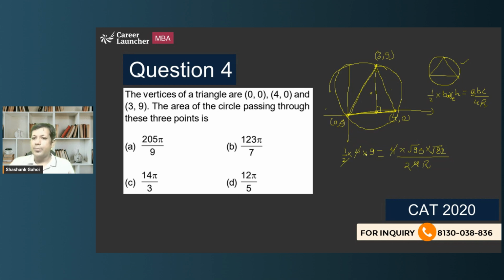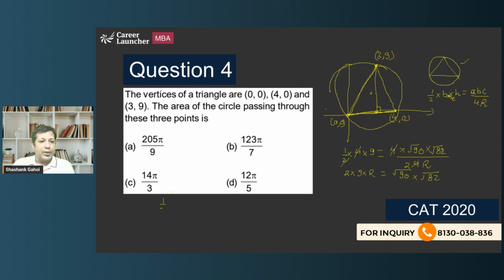I'm simply going to cross multiply. So if I'm going to cross multiply, what am I going to get? 2 into 9 into R, and that is equal to root of 90 into root of 82. Now you might think you need to calculate the value of R, but I won't do that. Why? Because my question is not the radius, my question is the area. What is the area of the circle?